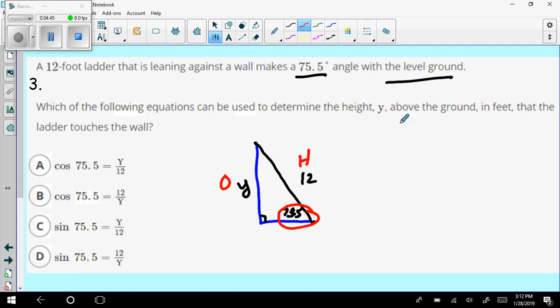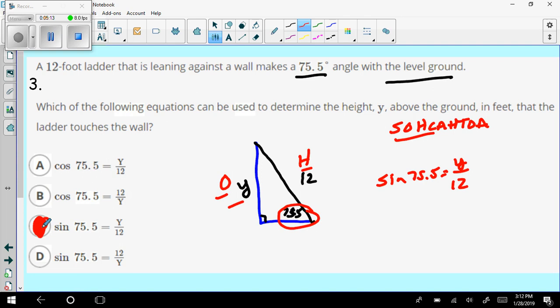So using trig again, it's SOHCAHTOA. Sine is opposite over hypotenuse. We have O and we have H. So we're going to write sine of the angle, 75.5, equals the opposite, which is y, over the hypotenuse, which is 12. So in this case, sine of 75.5 equals y over 12 would be this question here.